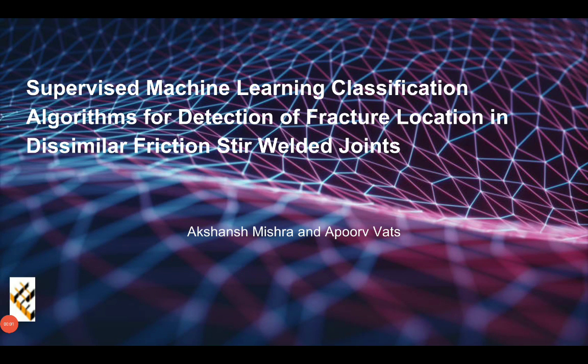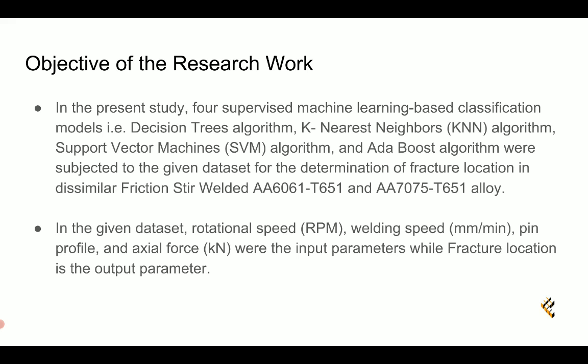The research work is entitled Supervised Machine Learning Classification Algorithms for Detection of Fracture Location in Dissimilar Friction Stir Joints. The main objective of the research work is to implement four supervised machine learning algorithms, that is the decision tree algorithm, k-nearest neighbor algorithm, support vector machine algorithm, and AdaBoost algorithm, on the data set of dissimilar friction stir joints for detecting the fracture location.